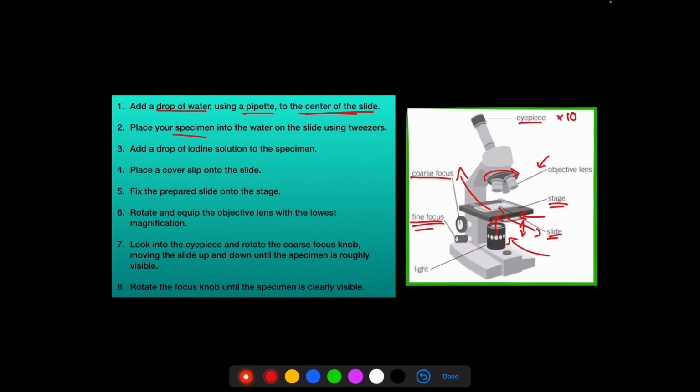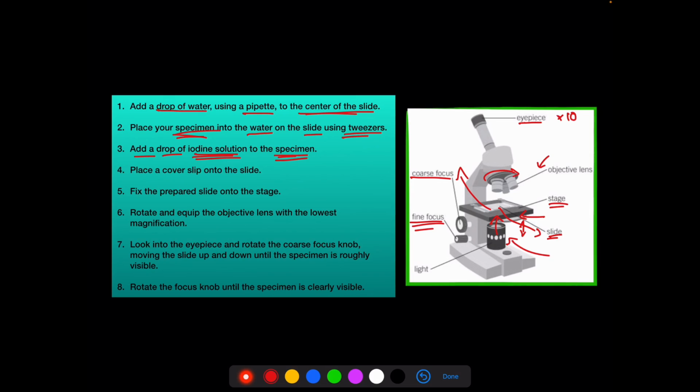Then you place your specimen into the water on the slide using tweezers. The specimen could be a cutting of a plant or a small part of a leaf. It needs to be extremely small so it can fit on the slide, and you can see it through the eyepiece. Then you add a drop of iodine solution to the specimen. It's an orange-red kind of solution. When you add it, it stains the specimen so it has a color, so you can see it more vividly.